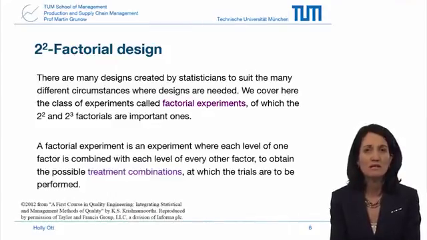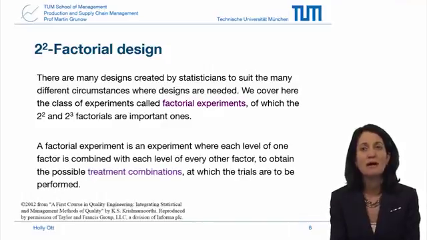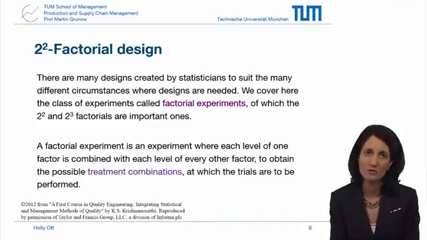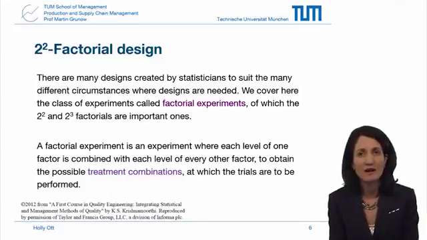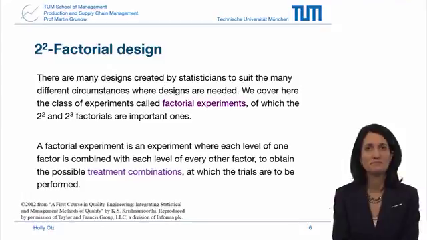A factorial experiment is an experiment where each level of one factor is combined with each level of every other factor to obtain the possible treatment combinations at which the trials are to be performed. So, when there are two factors and two levels in each factor, we have a 2x2 factorial design.